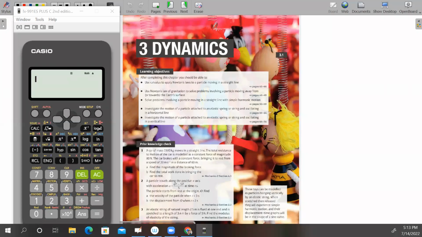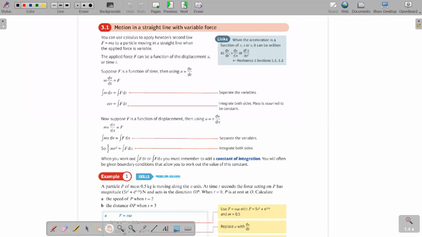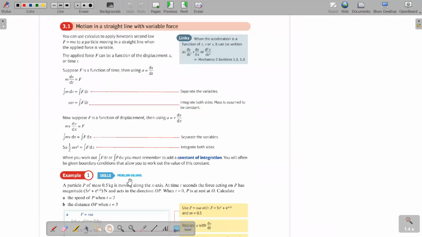Okay, so now we move to the third chapter. We'll start with section 1, motion in a straight line with variable force. Basically, in chapter 1, you did learn about variable acceleration. We learned how to deal with variable acceleration when acceleration was a function of time and when acceleration was a function of displacement. So over here, it's the same theory that we are going to improve by actually adding force into this. So basically, we are going to talk about variable force.